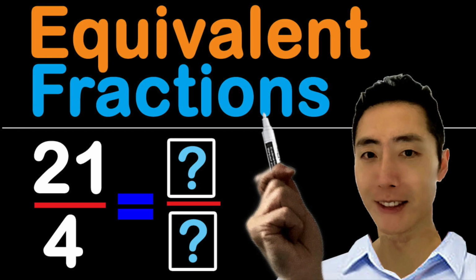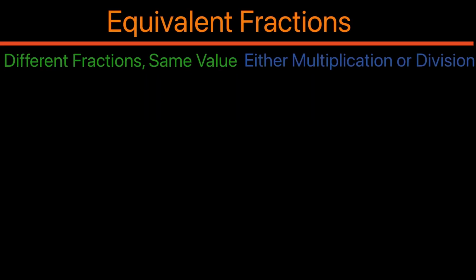In this video, I'll be going over equivalent fractions. Equivalent fractions are fractions that may have different numbers but have the same value. And you could get to the equivalent fraction by either multiplication or division. And because of that, the equivalent fractions could be an unlimited number.